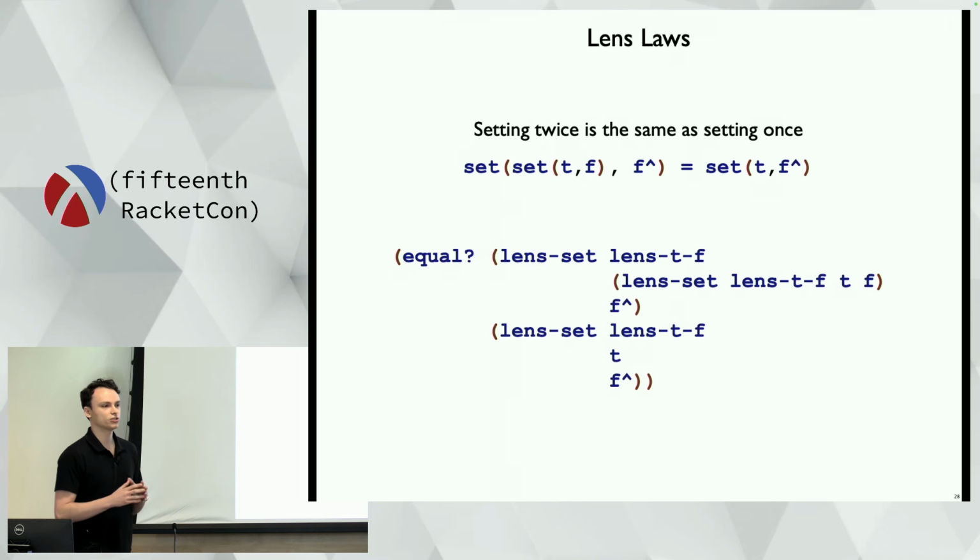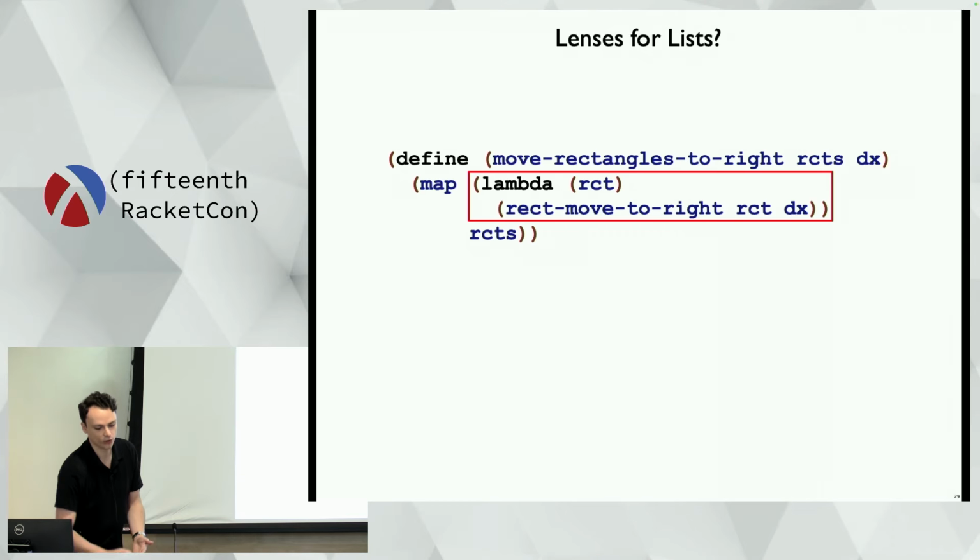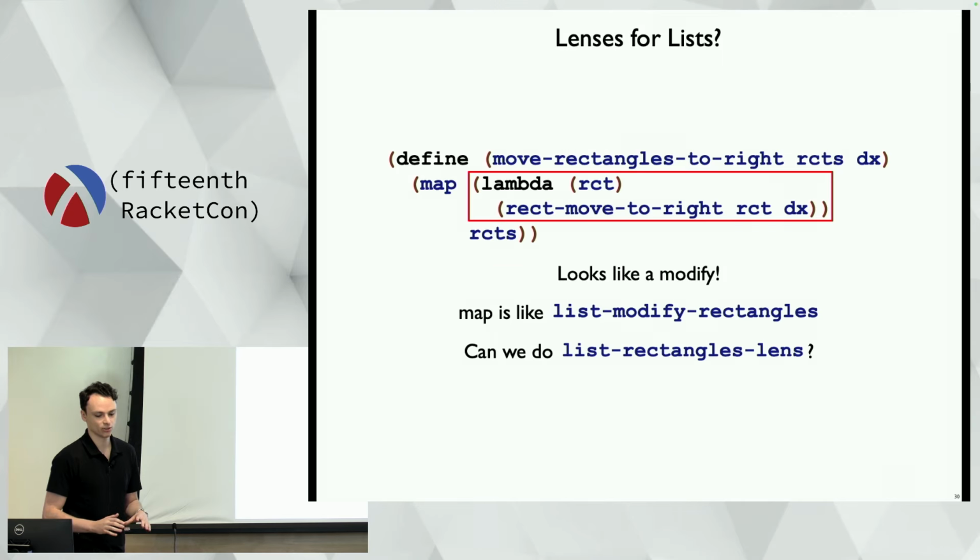And so far we have seen struct fields, we have seen car, but what about list elements? So if we want to move a rectangle to the right, if we want to move a list of rectangles to the right, we use map. And this actually looks just like the modifies that we did. So map is kind of acting like list modify rectangle, since we're talking about a list of rectangles. So can we do a list rectangles lens?